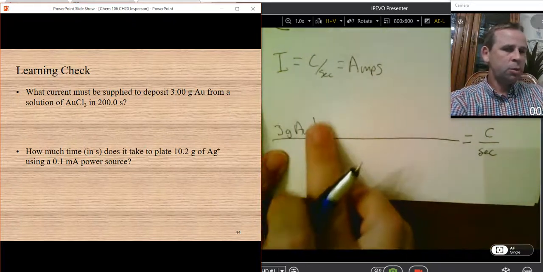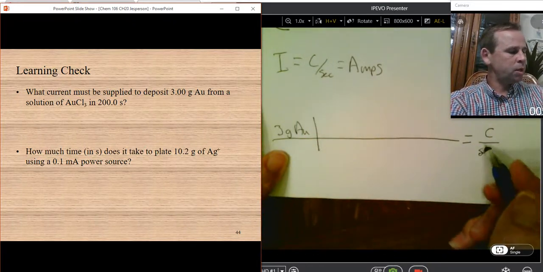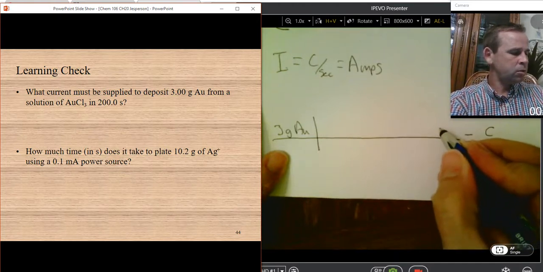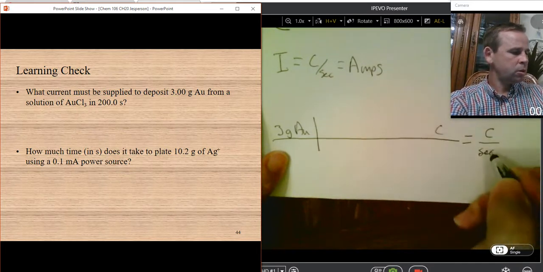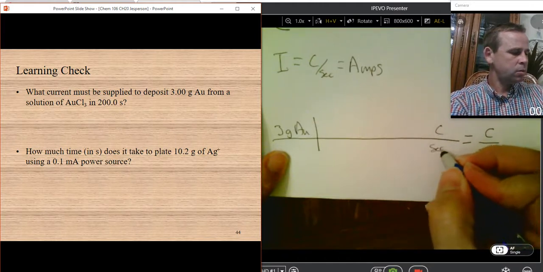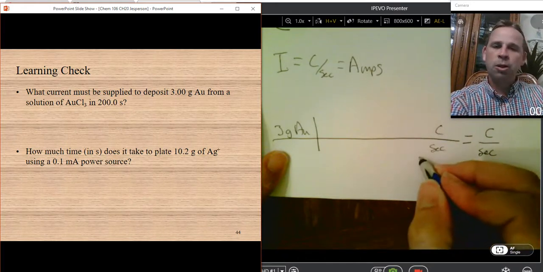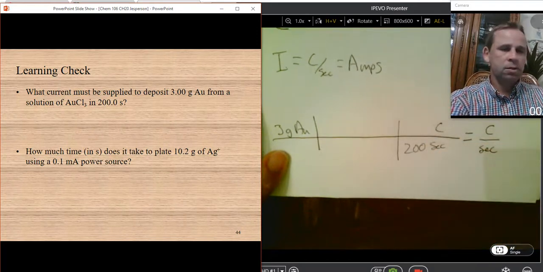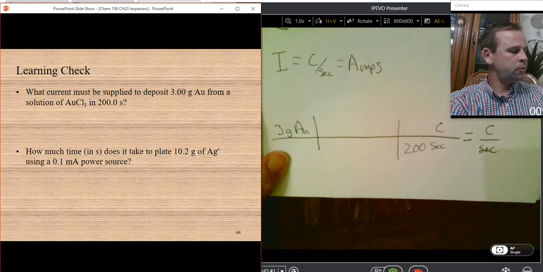I know which way to start here, but you might not know, so we can work from back here. We can see that we want to have coulombs of electricity up here. We want seconds down here. Seconds can be in the form of, it says 200 seconds. So we want 200 seconds to be the time frame for us.